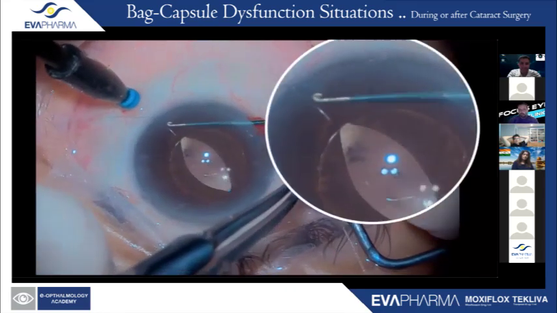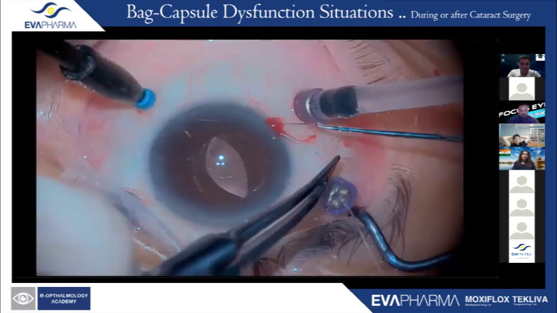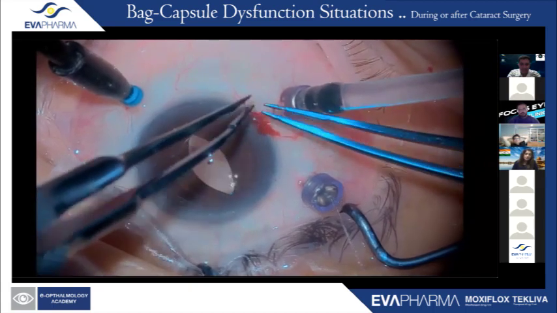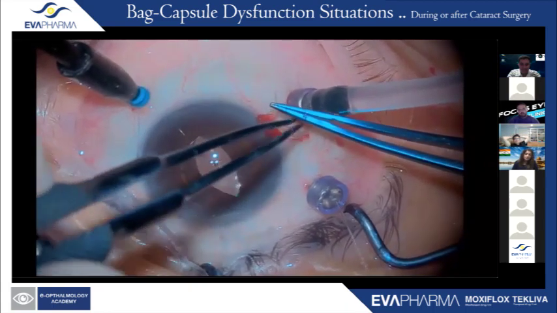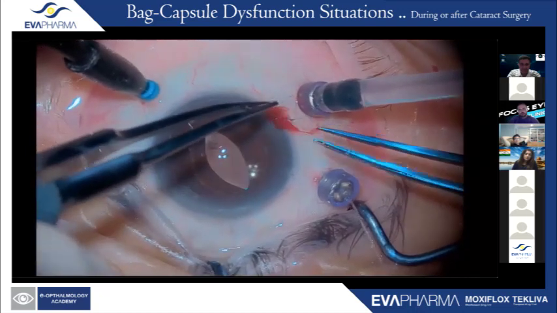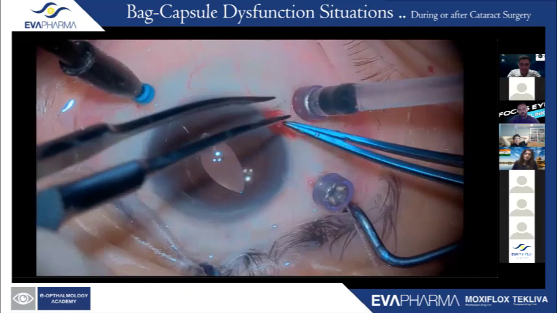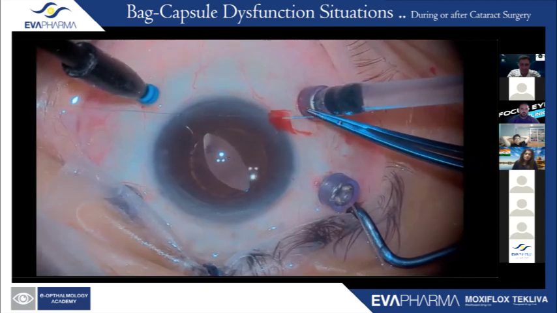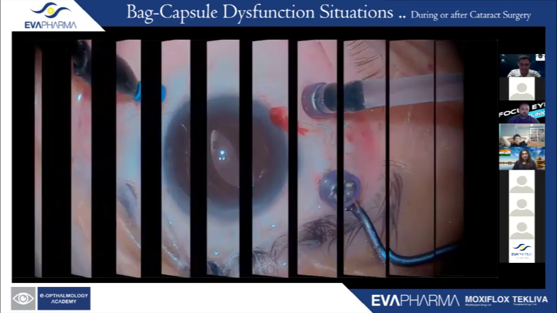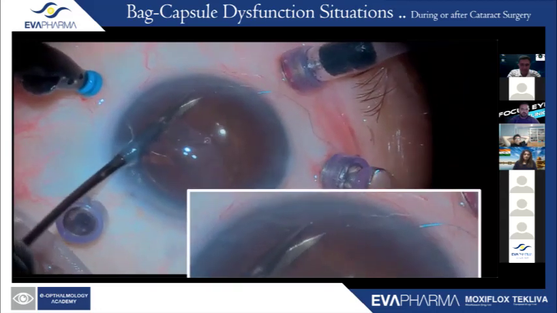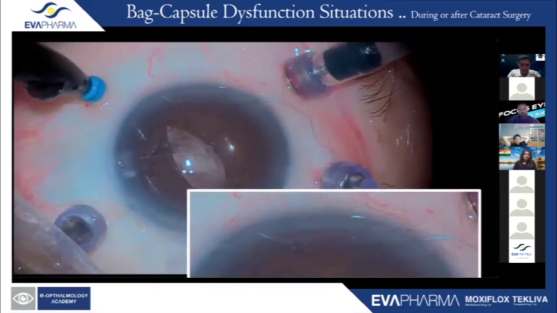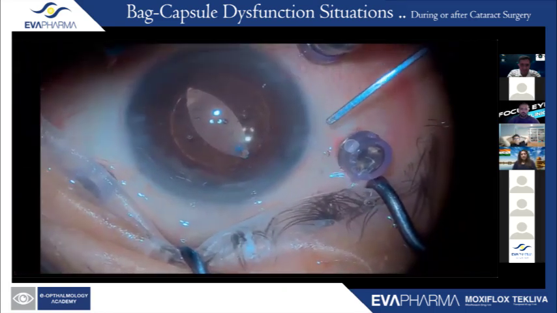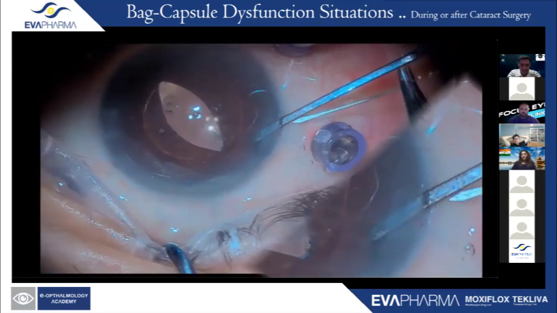In that case, the lens is turned around, but MA60 is a spherical lens, so it doesn't matter which side of the optic is facing the cornea. As I said, the fewer maneuvers you do in the anterior chamber the better for the endothelium. So this is the sliding knot. I like to use 10-0 Prolene suture. At least 4 knots should be done in order to have a stable fixation.